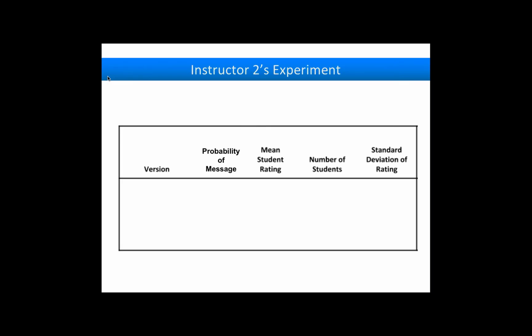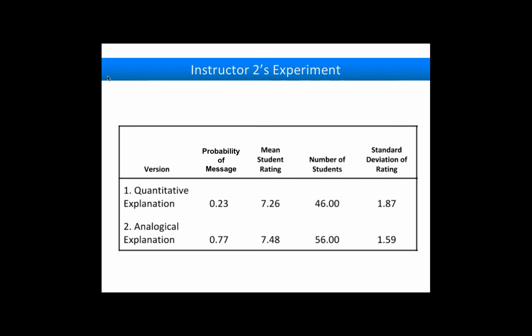Here's an example from Instructor 2. The instructor wanted to compare whether they should give a quantitative explanation of how statistical power can be computed or an analogical explanation. By the time this experiment was wrapping up, there was a 23% chance of assigning the quantitative explanation versus 77% for the analogical. What that's reflecting is that there's evidence, or at least a trend, that the analogical explanation has a slightly higher rating than the quantitative.